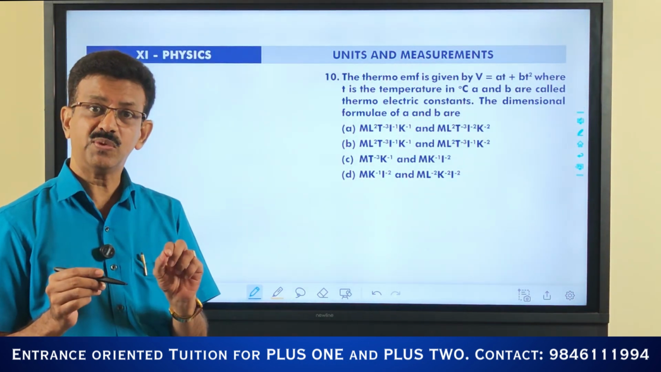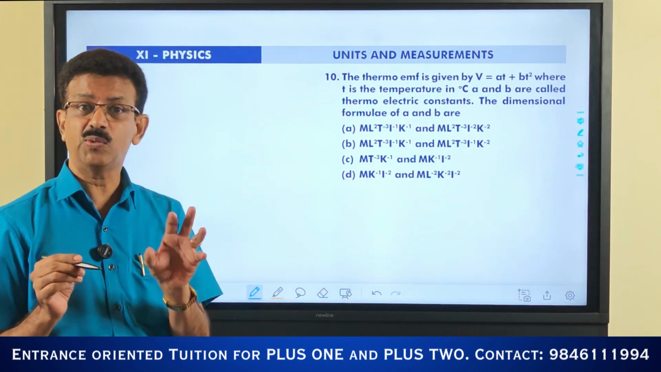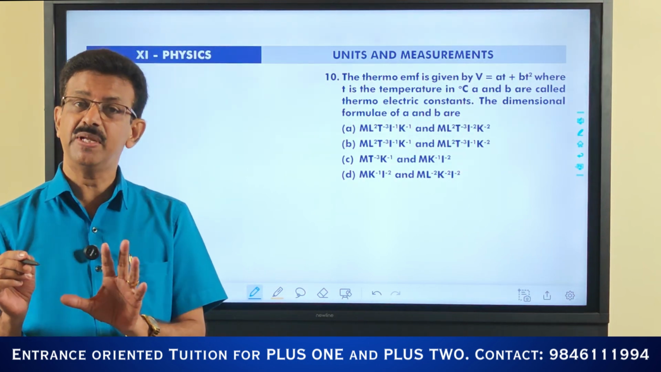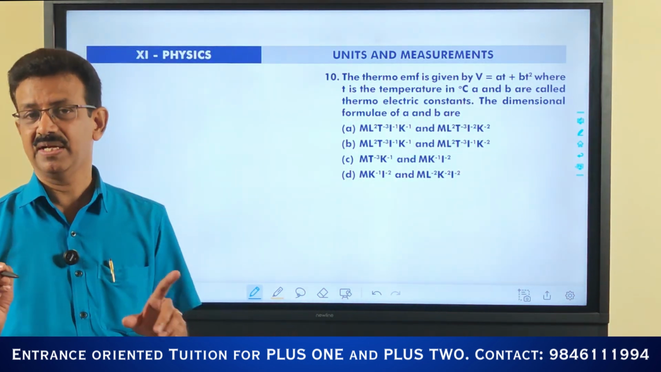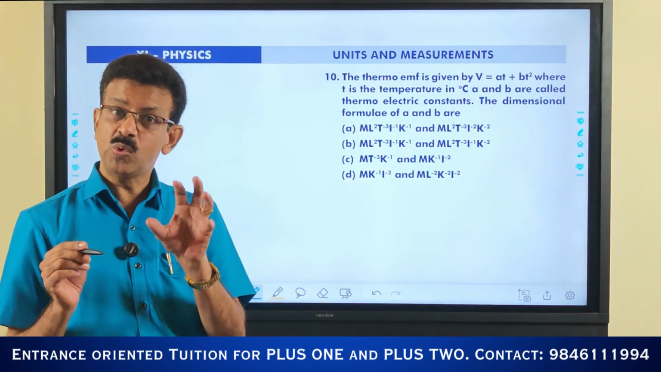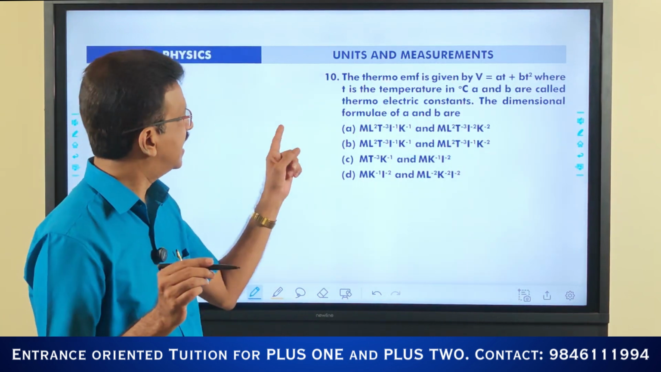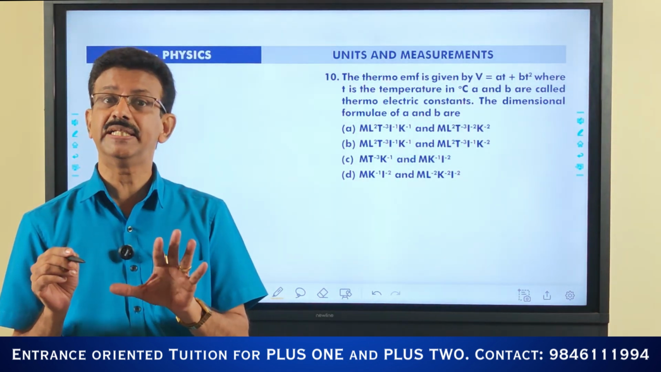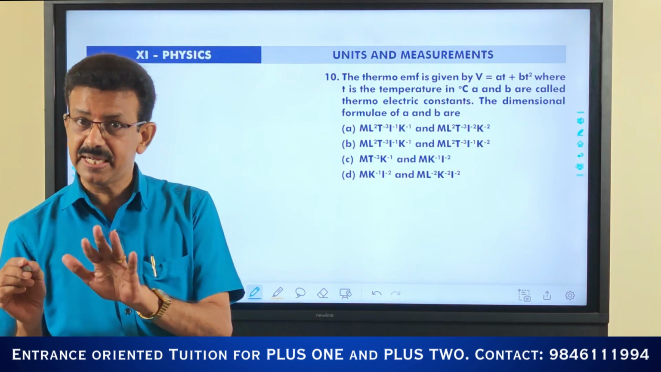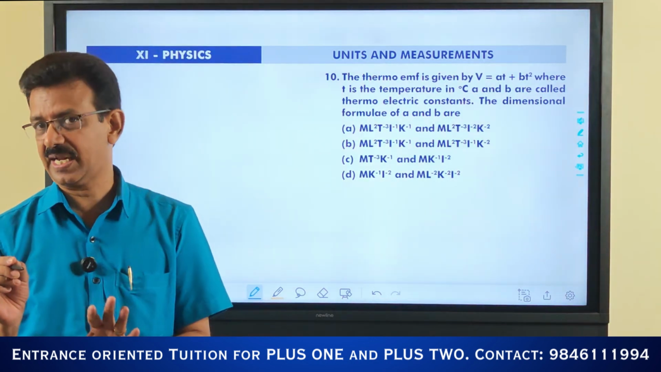Here, according to the principle of homogeneity of dimensions, each term of an equation should have the same dimensional formula. That's called principle of homogeneity. Here, the given data is thermo EMF. After all, it's an EMF, potential, voltage. Thermo EMF V equal to AT plus BT square. Then left side term V, then right side terms AT and BT square. All the three terms should have the dimensions of voltage or electric potential.